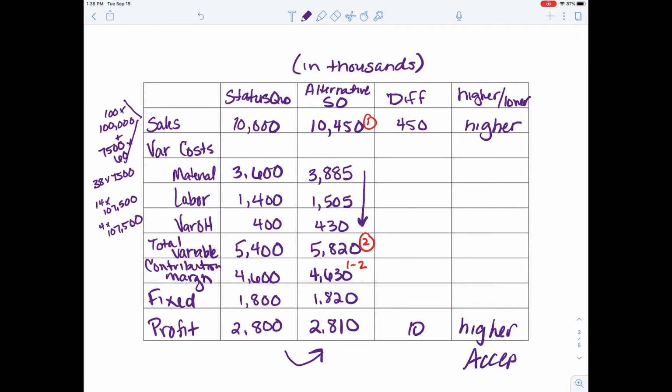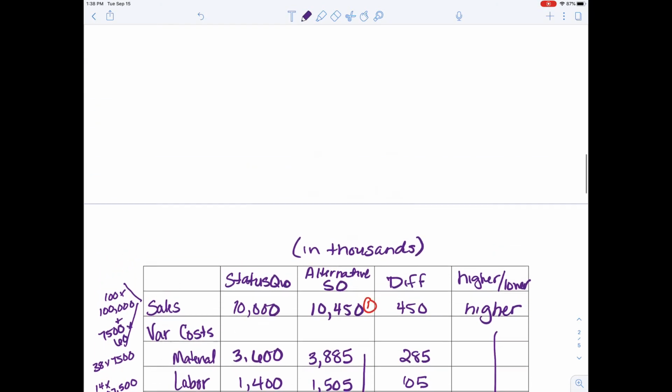So I would accept. But let's just go through each item and show you. They're not real picky about negative numbers here, just so you know. But we're just going to look at what is the difference between each of these numbers. 30, 20, 30, and 20. And they're all actually higher. So we would accept this project because we're making money.